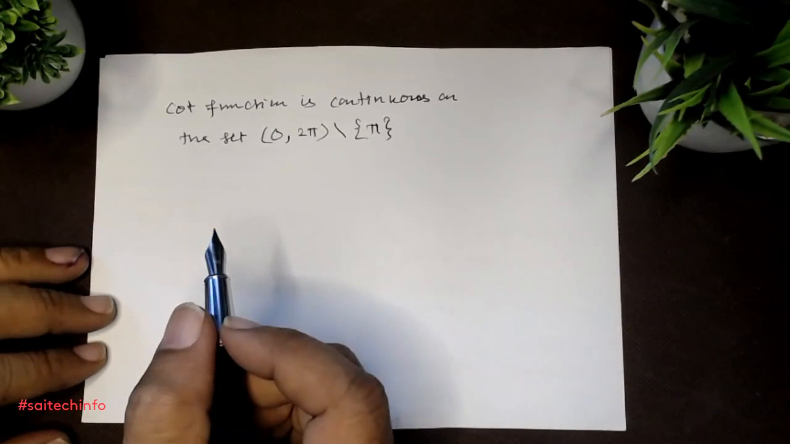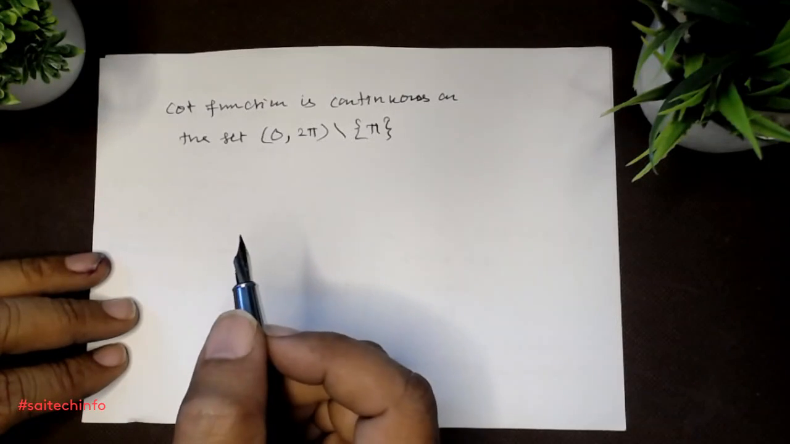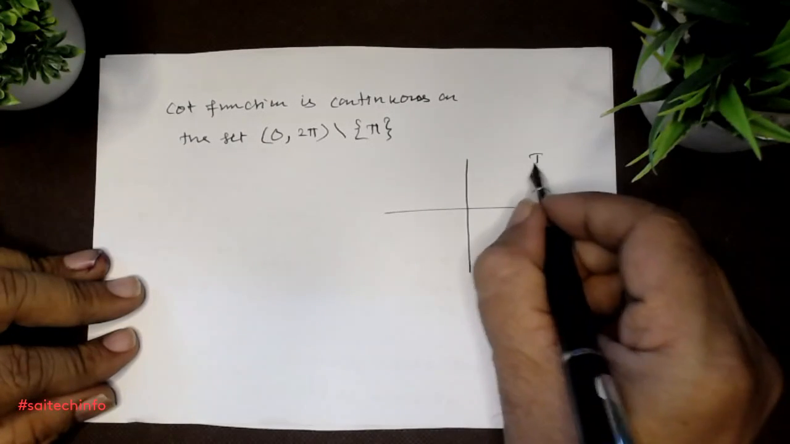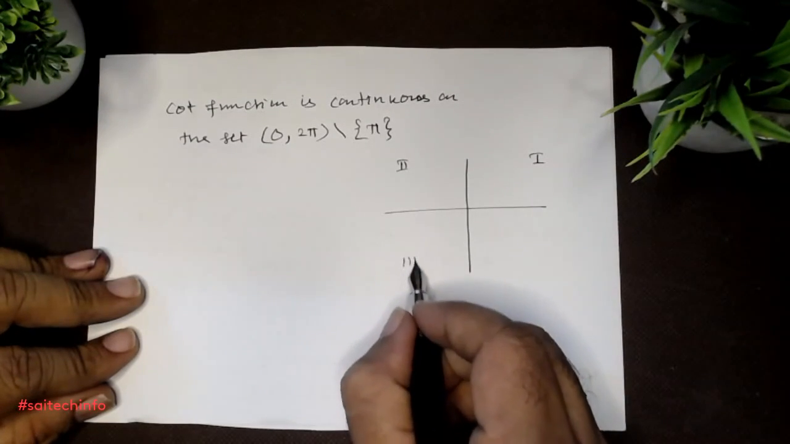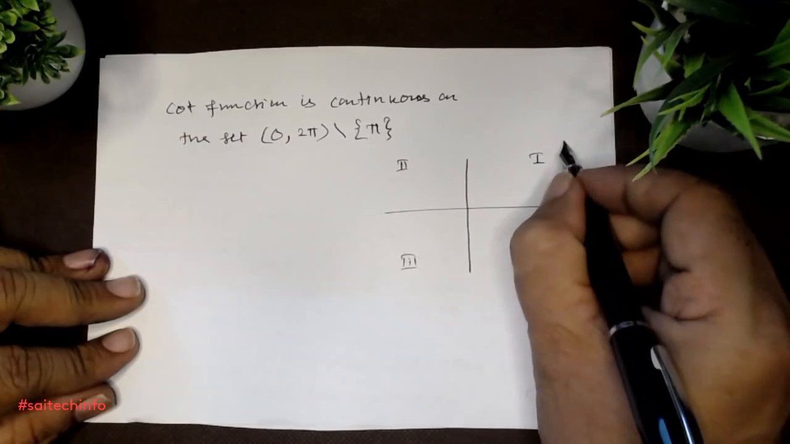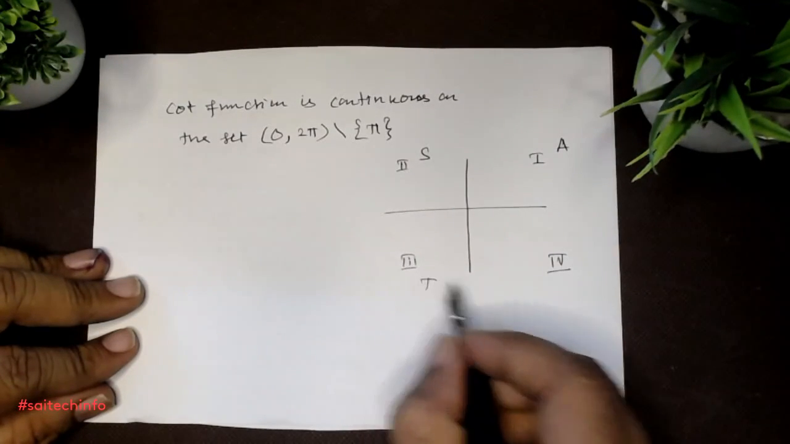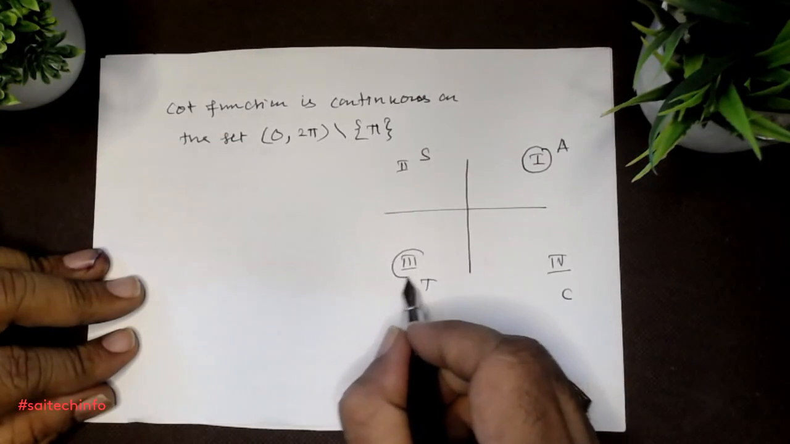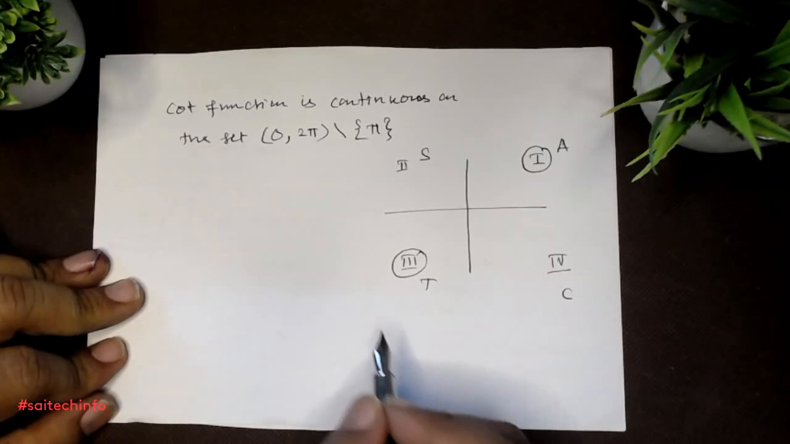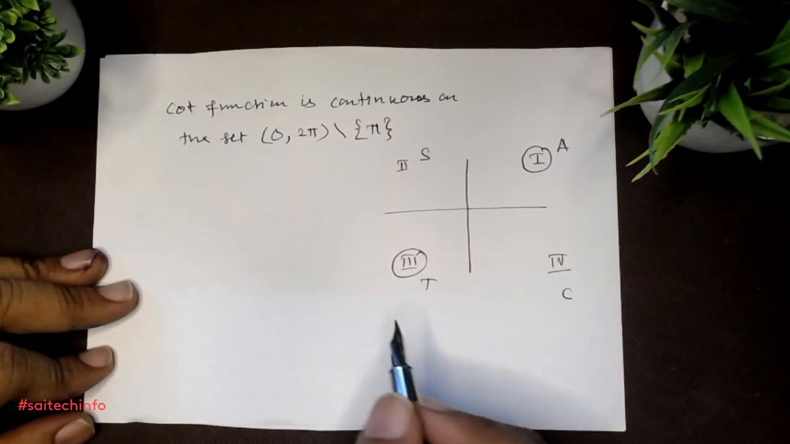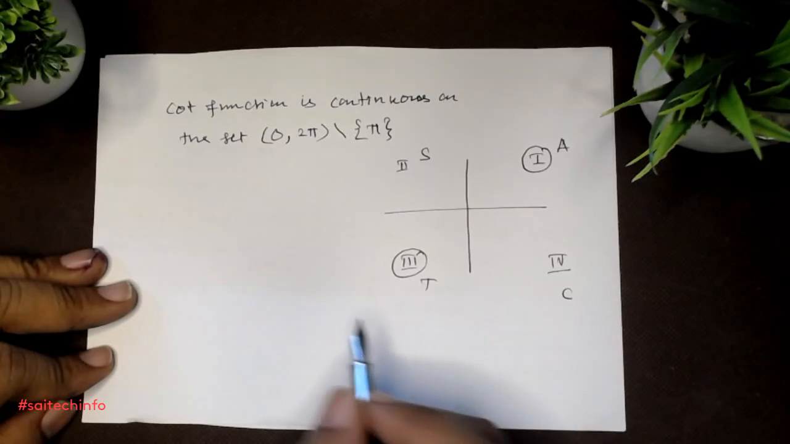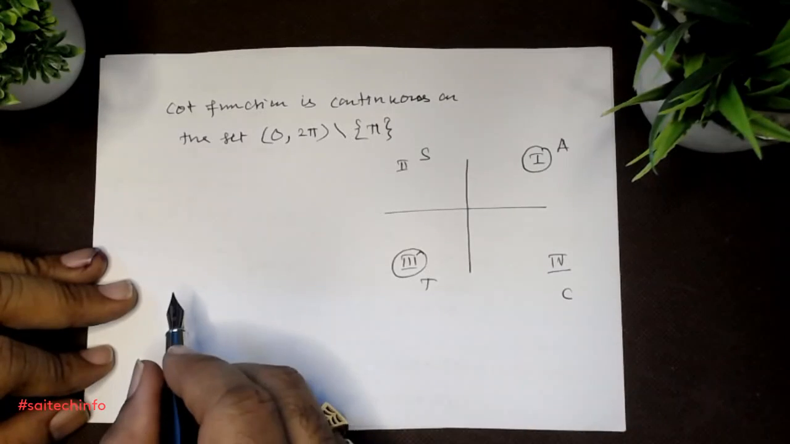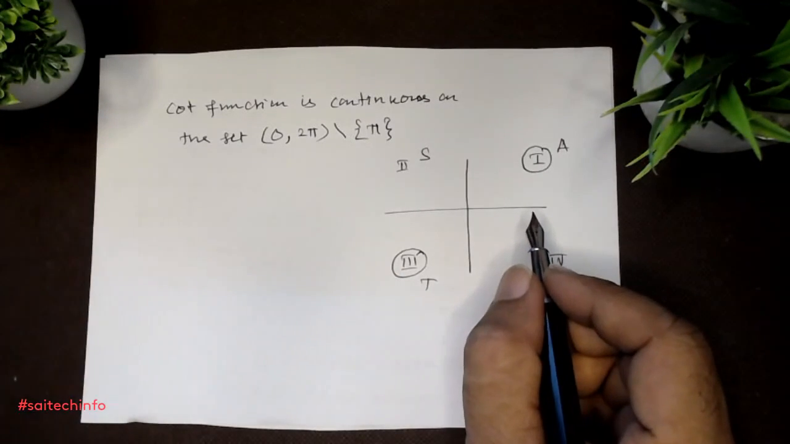In the first quadrant and third quadrant, cotangent takes positive values, is it not? First, second, third, fourth: all silver tea cups. So in the first and the third, tangent and cotangent take positive values. In the second and the fourth, they take negative values. So this is very clear.